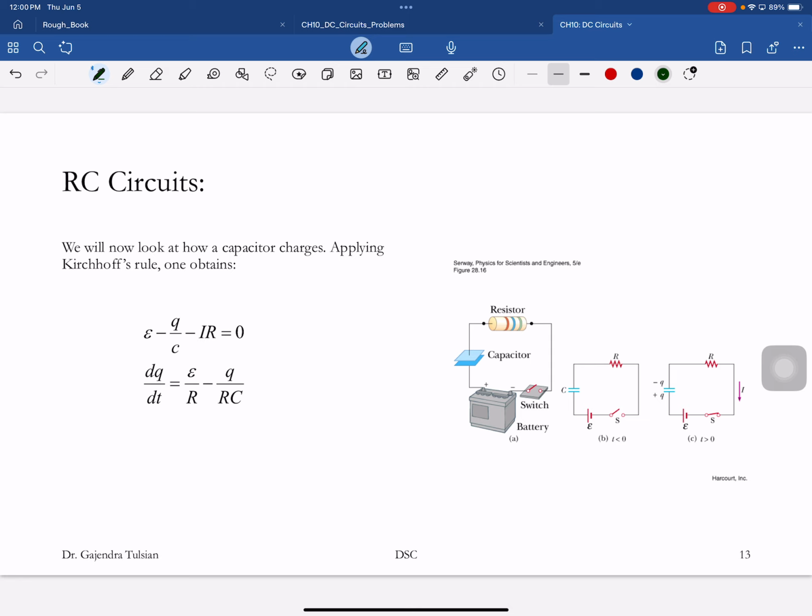So here's where we'll first use it. This is called an RC circuit, R being a resistor and C being a capacitor. Here's our capacitor, here's our resistor, there's a switch, and here's our battery. We're going to close the switch, and what is going to happen? The capacitor is going to charge, so energy is going to flow from here to there. Once the capacitor is charged, we'll use it for whatever we use it for.